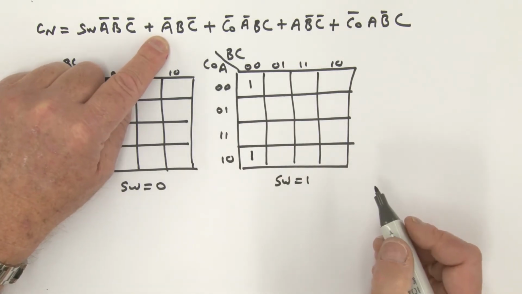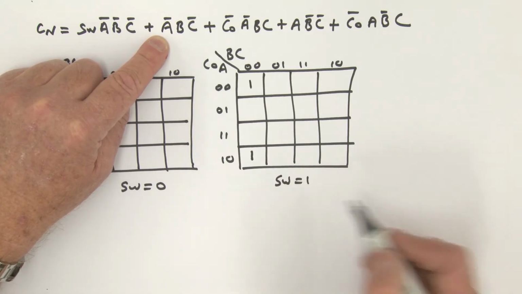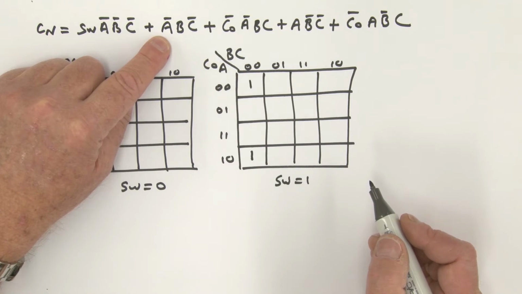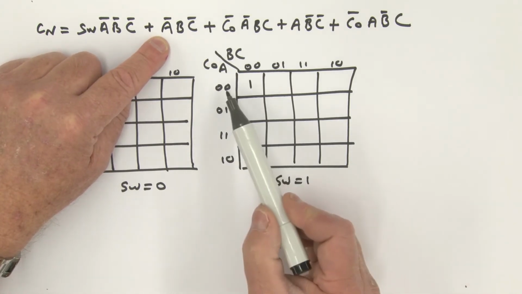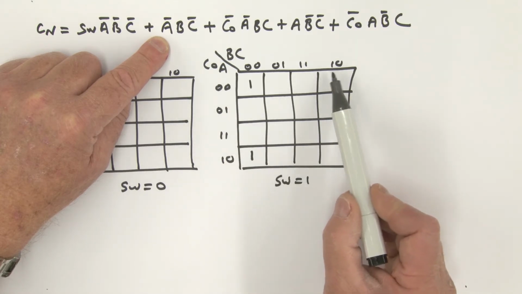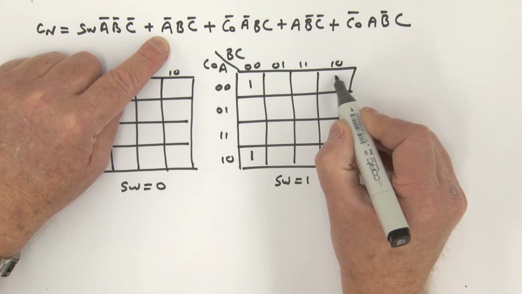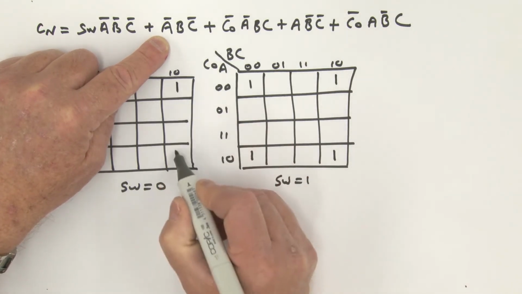Next term is on both maps. There's no SW, that's been eliminated. So that's A bar, B, C bar. Look, there's the A bar here and here, isn't it? And then I'm looking for the B, C bar. So I've really got this term here and this term here, and it's on both maps.